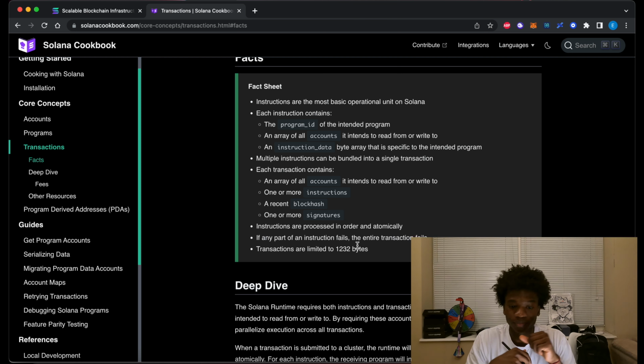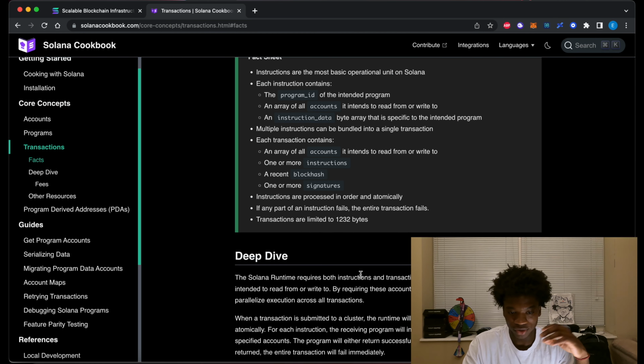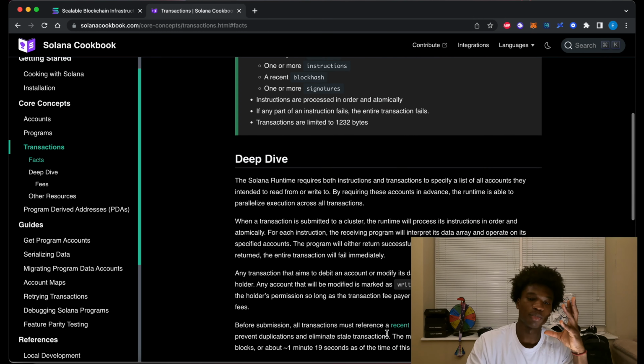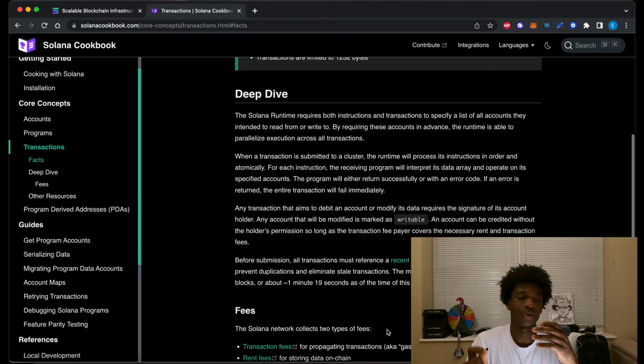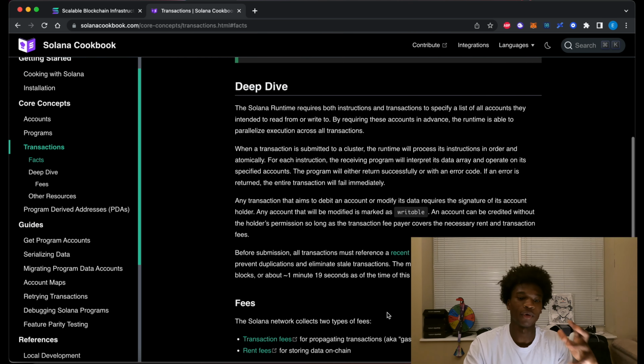Essentially, that's an example. So one or more instructions, a recent blockhash, one or more signatures. Instructions are processed in order and atomically. If any part of an instruction fails, the entire transaction fails. Transactions are limited to 1232 bytes. And that's more of a technical detail. Whenever you get into the development phase, that's something you will think more about.